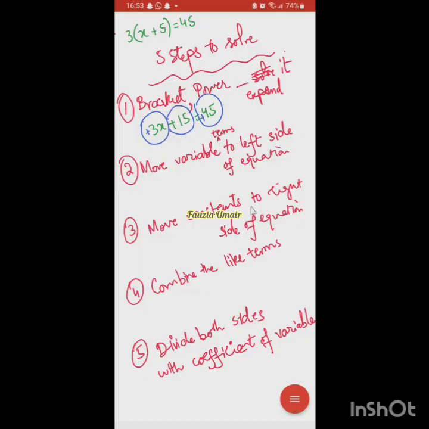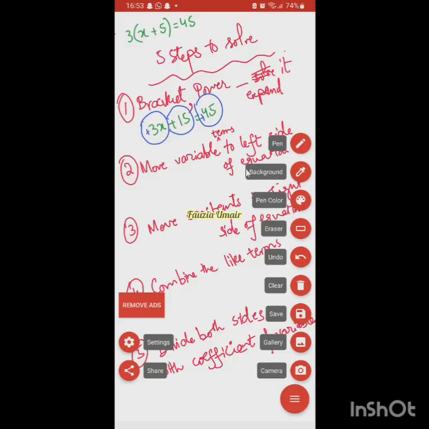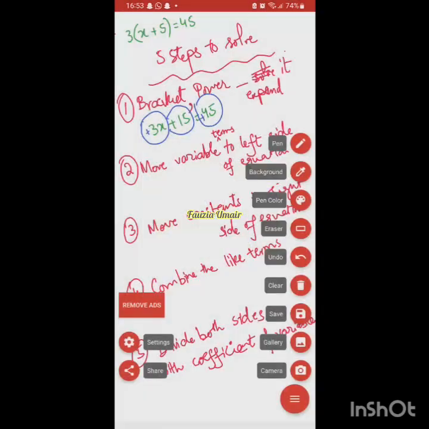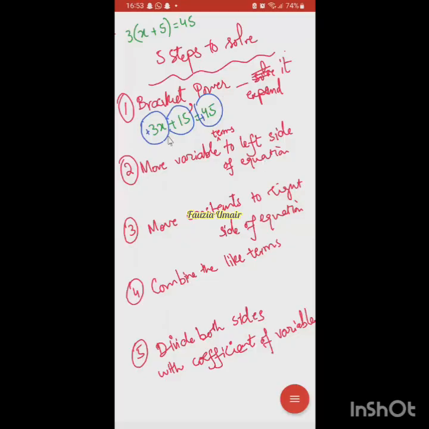So now the second step of this equation solution is to move the variables towards the left side. There is only one variable term and that is already on the left side. So do I need to do anything? No, ma'am, because the variable is already on the left side. So I will not move it. Now the third step, move the constant to the right side of the equation.